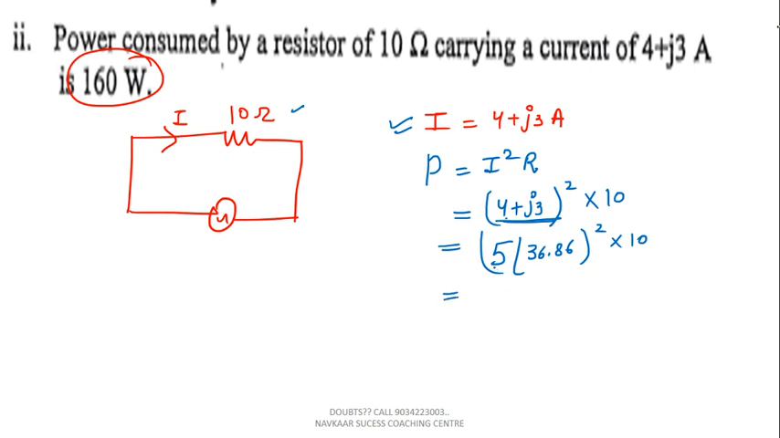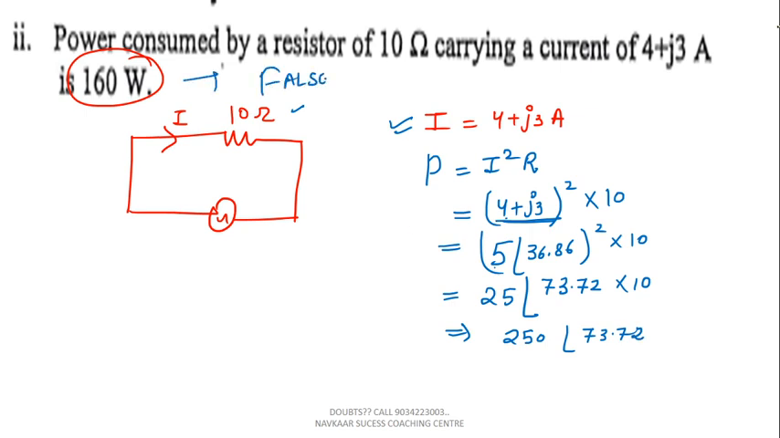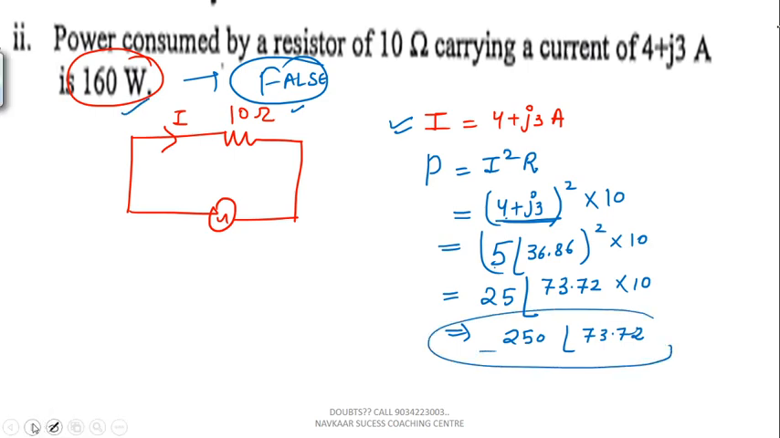If we solve this, 5 square is 25, and you know that in multiplication the angles are added, so the angle would be 73.72, multiplied by 10. Your answer will be 250 angle 73.72. So its answer is false, because they have given the power as 160 watt, but our power is 250 watt.